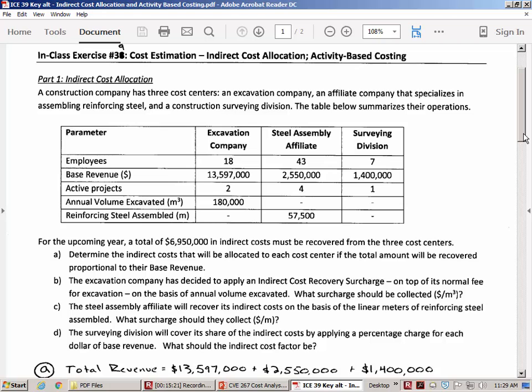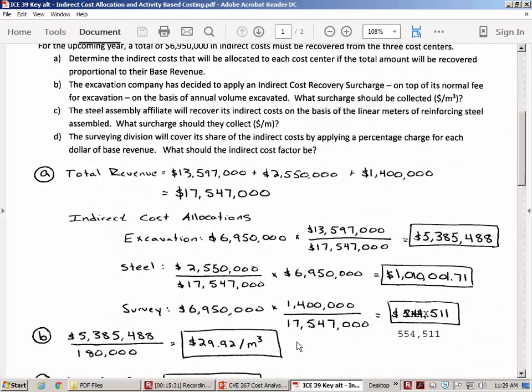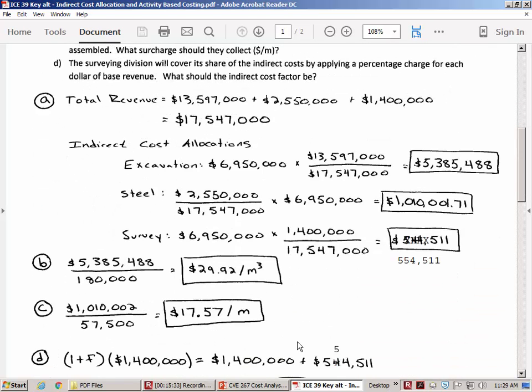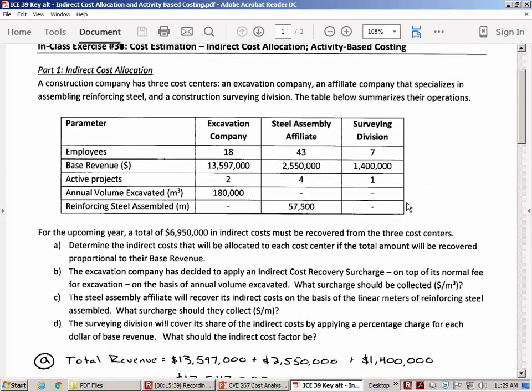Before we move on from part one, are there any questions about indirect cost allocation? So how come you couldn't do the same thing? We could have, yeah. So his question is, why not just use a percentage for the other ones as well?